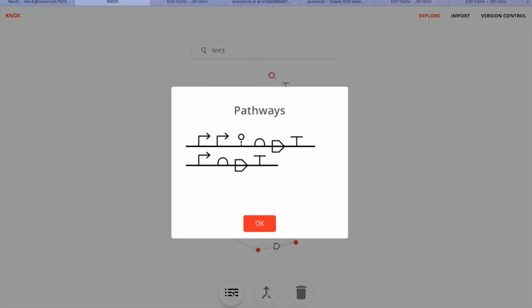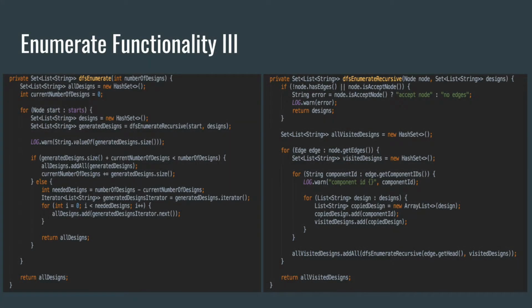Previously, the enumeration method for Knox was pretty limited. It only allowed for a breadth-first search and was completely inaccessible from the front end. Now, the enumeration method has been extended to allow for 2 user specifications. Users are allowed to choose between a depth-first search and a breadth-first search, and are also able to specify the number of designs they wish to see. These results are then displayed to the user on the front end.